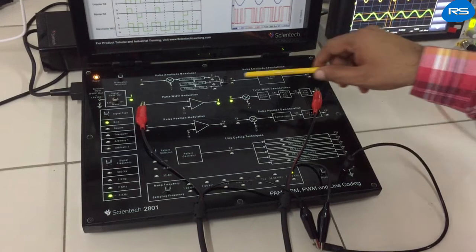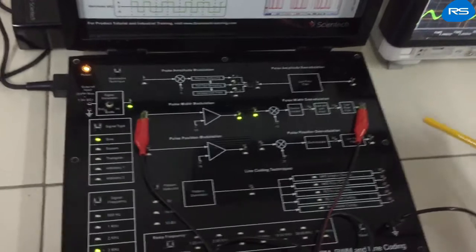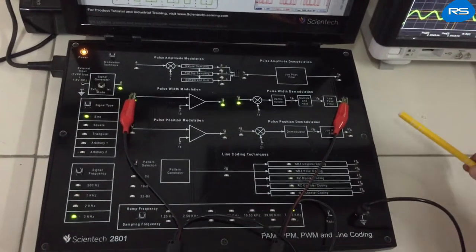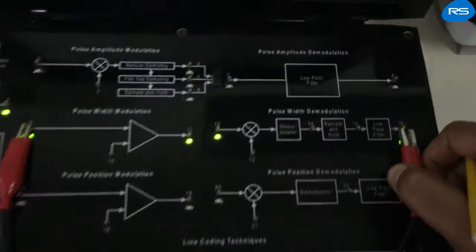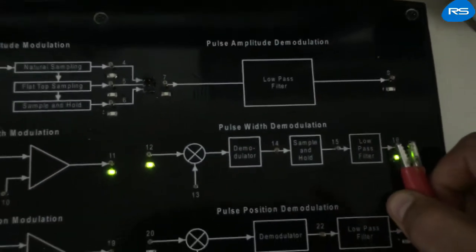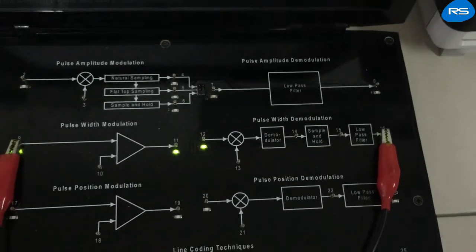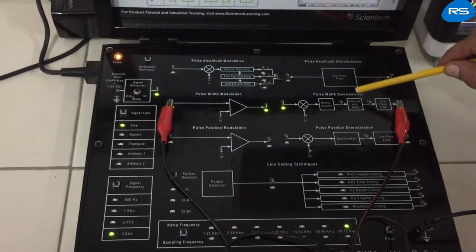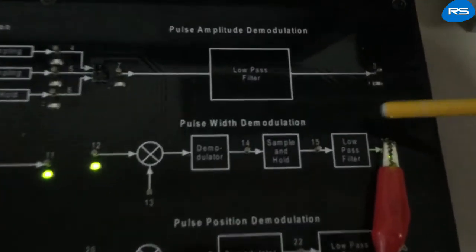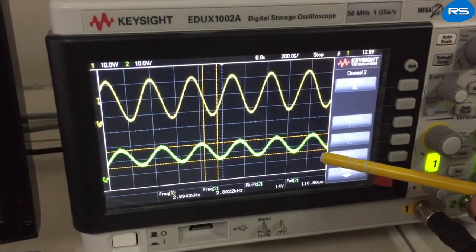Till now, we have observed the output of the PWM modulator. Now we'll observe the output of the PWM demodulator. For that, we connect the CRO probe at the output of the PWM demodulator, which consists of a demodulator, a sample and hold circuit, and a low pass filter, and the output is displayed at the DSO, which is this one.